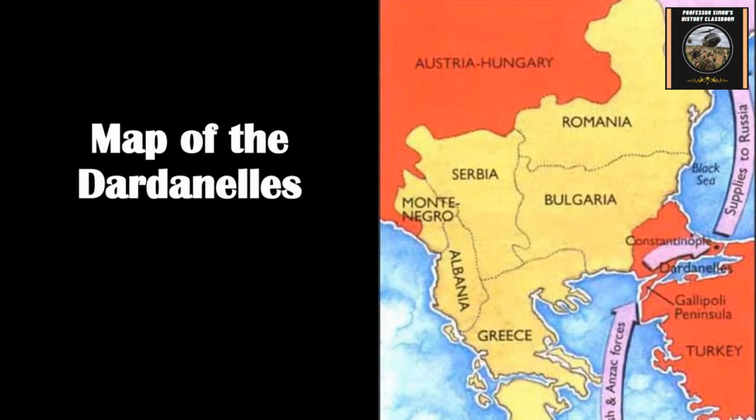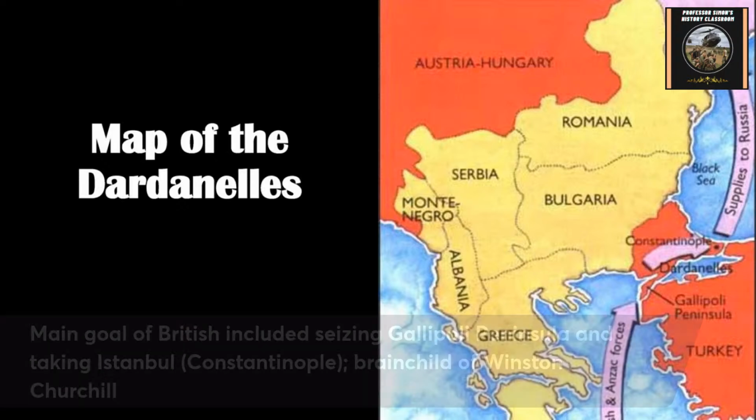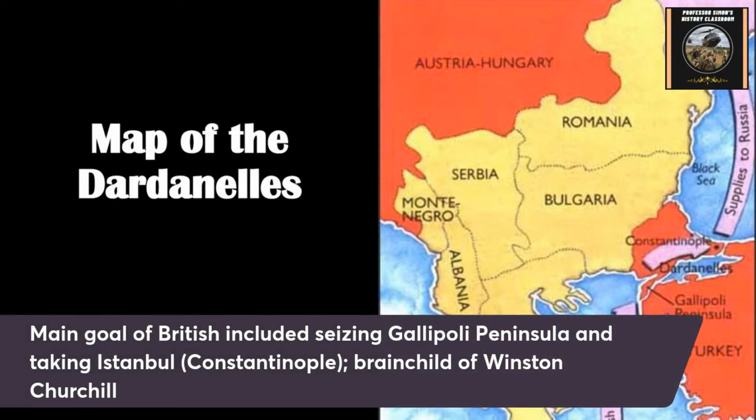And so that blockaded the Black Sea, which was a big problem for the Russians, because now the Russians couldn't get supplies through the Black Sea. And so they needed military aid. The main goal of the British in the Gallipoli campaign was to seize that peninsula, drive up it, and take the capital of the Ottoman Empire, Istanbul, which a lot of the West still called Constantinople.